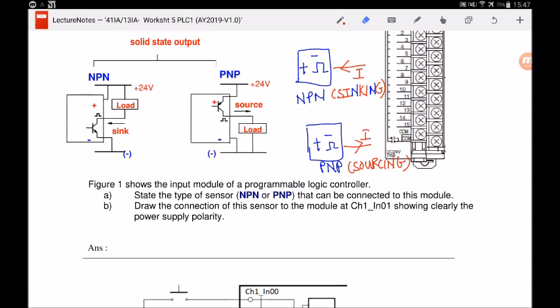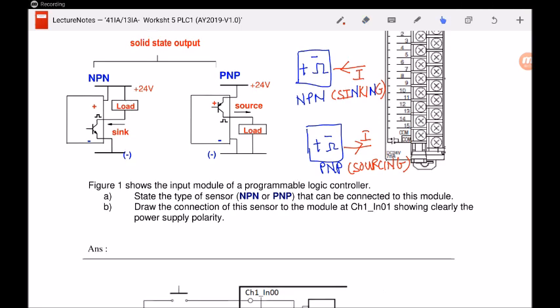Okay, so let's recall again. This is an NPN sensor, a plus, minus, and a signal. So sinking, NPN sinking, so current is flowing into the sensor. This is the diagram for a PNP sensor, whereby you also draw a box with a plus, minus, and a signal. For a PNP sensor, current is flowing out. So to simplify things for you, I have drawn these two diagrams over here to illustrate what is meant by NPN and PNP sensors.